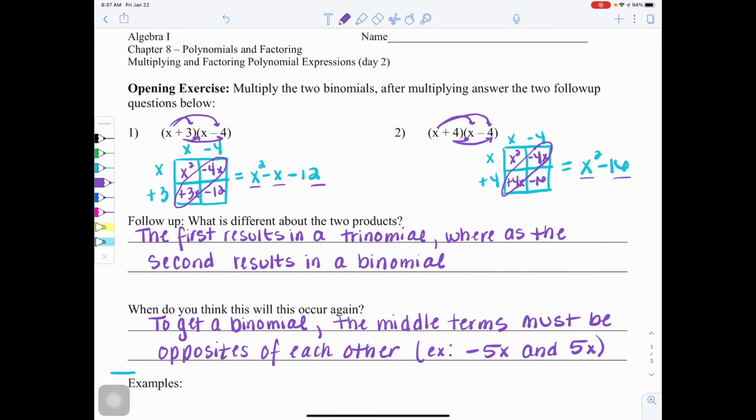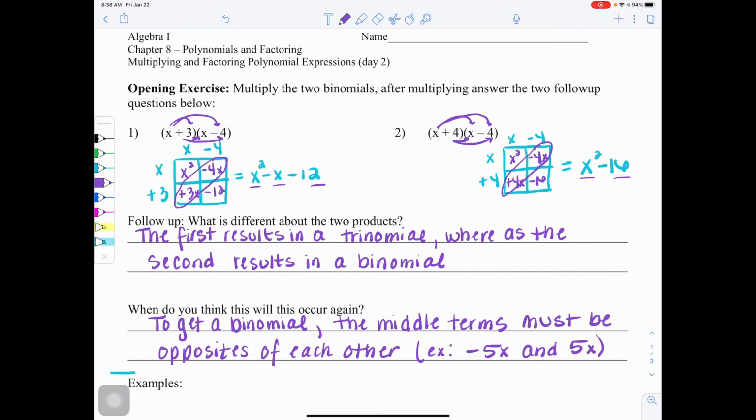So when do you think this will occur again? This is only going to happen when you end up with opposites. So to get a binomial, the middle terms must be opposites of each other. So for example, negative 5x and positive 5x. If we look at number 2, we had a negative 4x and a positive 4x. That's how we ended up with 0 for the middle term where it cancels out, and you end up with only x squared minus 16.